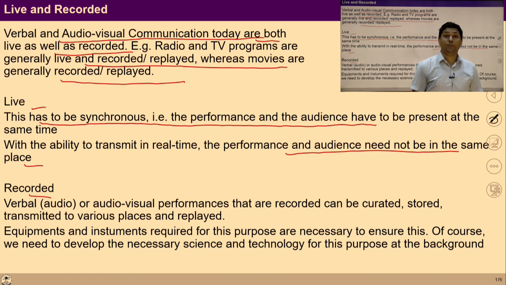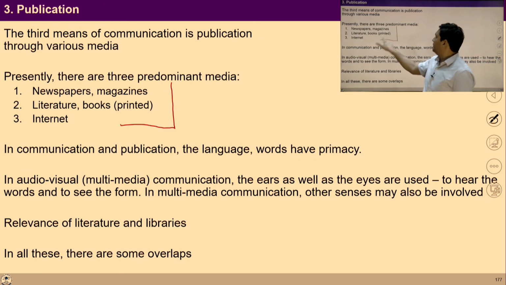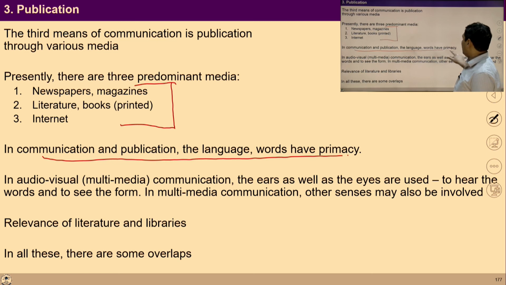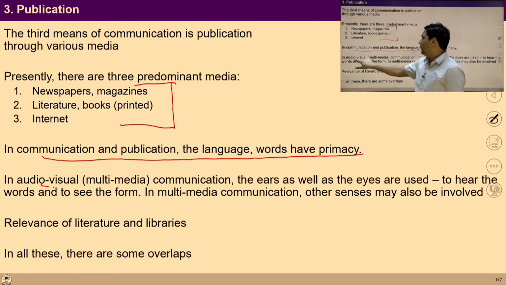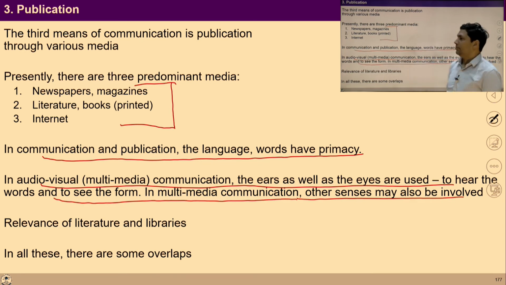Presently, there are three prominent media for this. Number one, newspaper, magazine, literature, books, internet. These are the three predominant media available in the present situation. In communication and publication, language and words have played a very important role. In audio-visual communication, the ears as well as the eyes are used: words, and to see the form. In multimedia communication, other senses may also be involved.